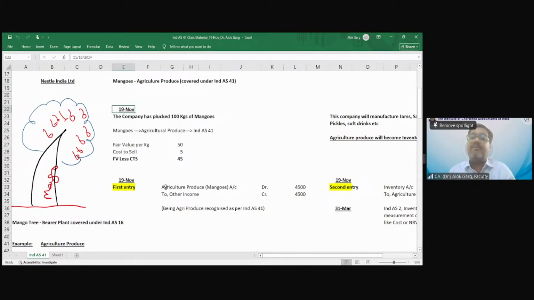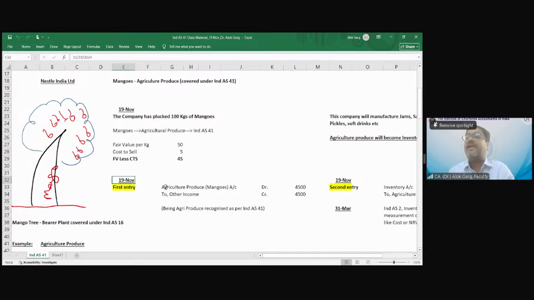On 19 November, the company has plucked 100 kg of mangoes. So mangoes are agriculture produce. It will be covered under Ind AS 41. The cost cannot be measured reliably, but the fair value, the market value, is known. So fair value is 50 rupees per kg, cost to sell is 5 rupees per kg. Fair value less cost to sell is 45 rupees per kg. Now this company is using the mango as a raw material.